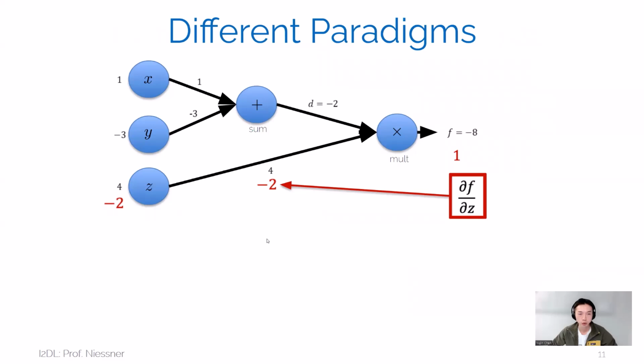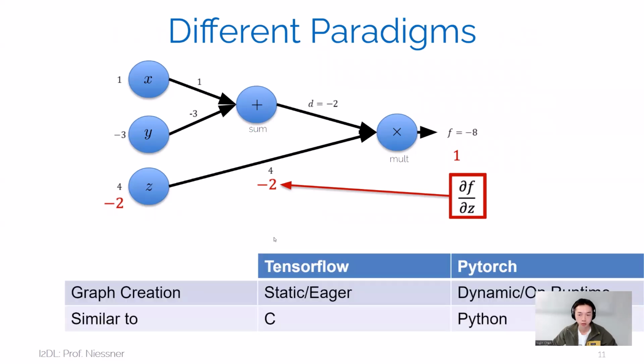So what's the difference between those frameworks? I would say it's different paradigms. For TensorFlow and PyTorch, the graph creation is in a different way. TensorFlow is in a static way, more similar to the programming language C, and PyTorch has dynamic graph creation. It's more similar to Python.